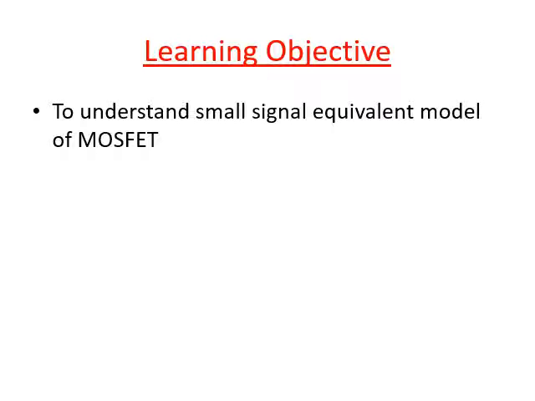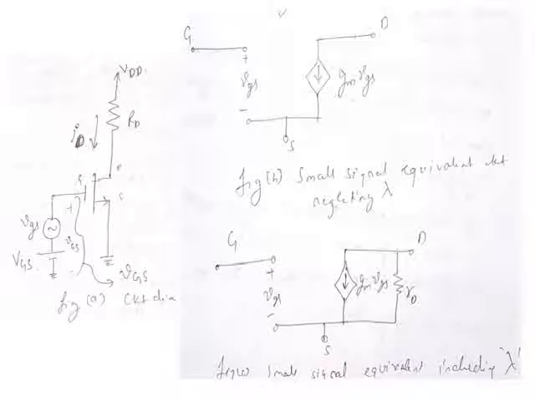So what is a small signal model? A small signal model is nothing but a model which replaces the actual working of the FET by some elements, right? That element may be a voltage source or a current source. Here you can see this is my basic circuit diagram.